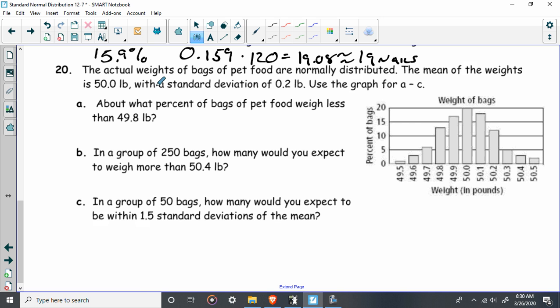Says the actual weights of a bag of pet food are normally distributed. The mean of the weights is 50 pounds with a standard deviation of 0.2 pounds. Use the graph for A to C. You don't really need to use this graph, but let's go ahead and see what we know.